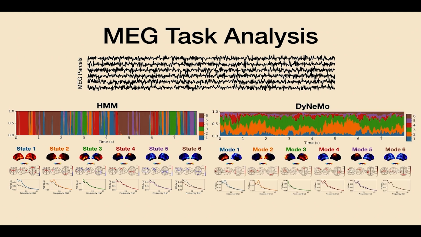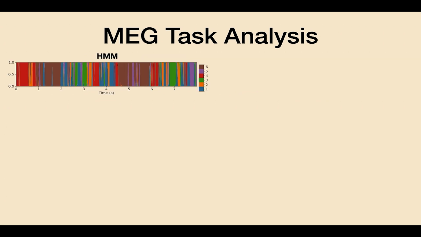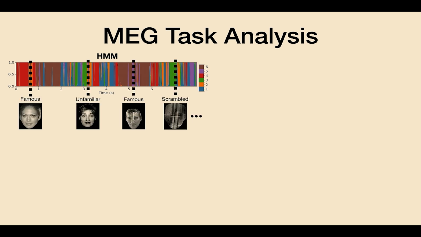And then if you train DyNeMo on this same data, you get a typical DyNeMo description, which has much more localized functional networks which have unique oscillatory properties. And this description is overlapping in time. Okay, so now you have this compact representation of the dynamics of these networks. You can then impose the knowledge that at certain time points, certain stimuli were presented to the participant.